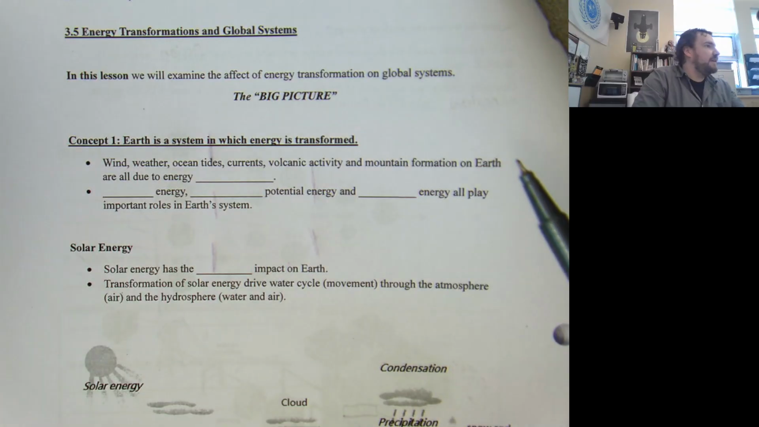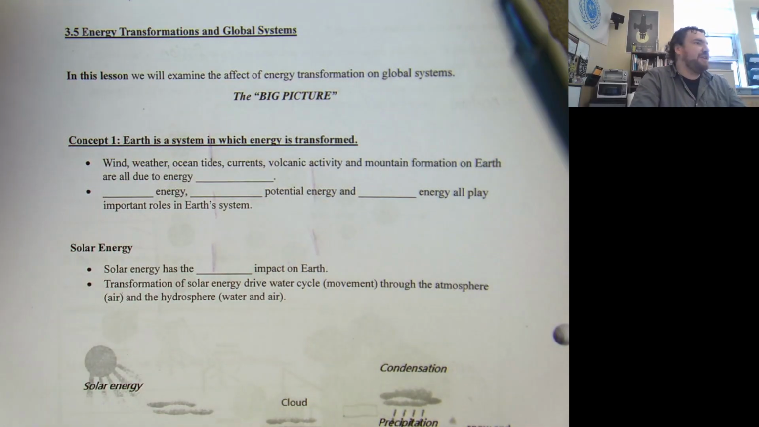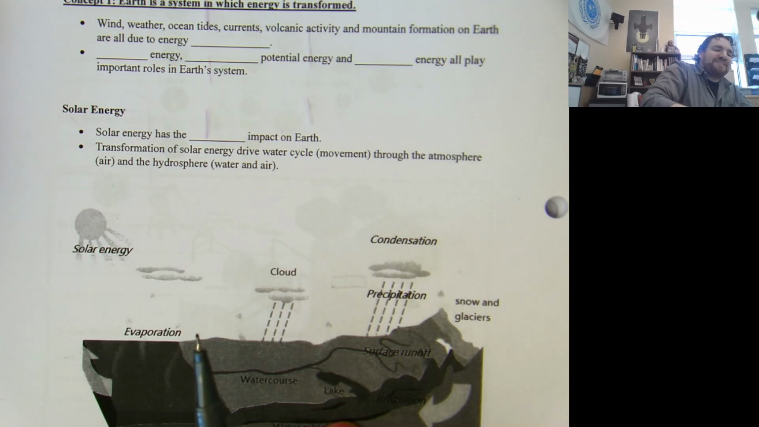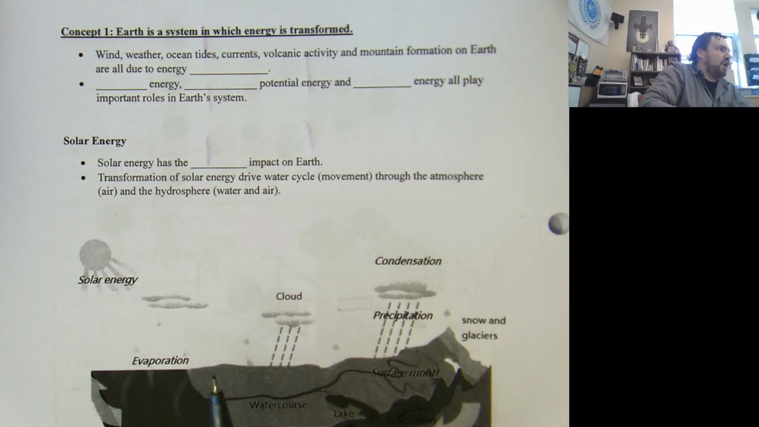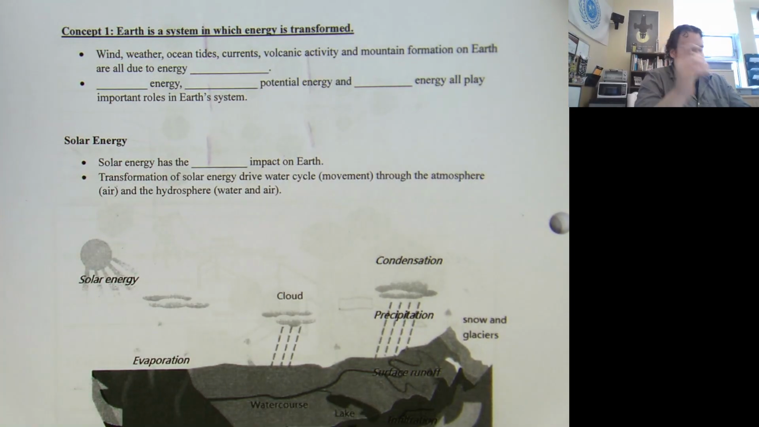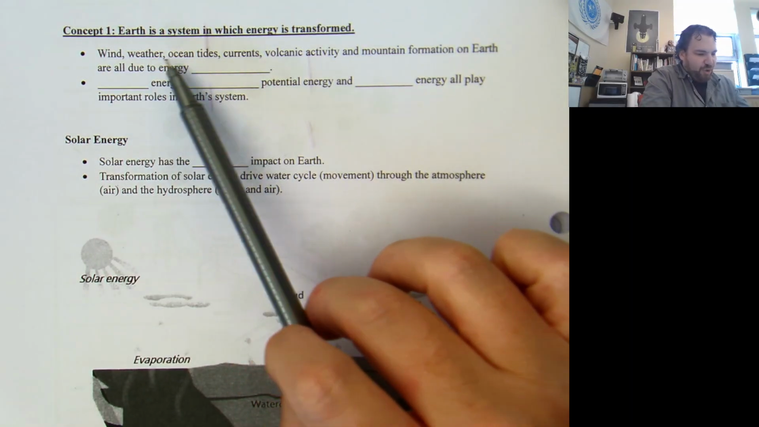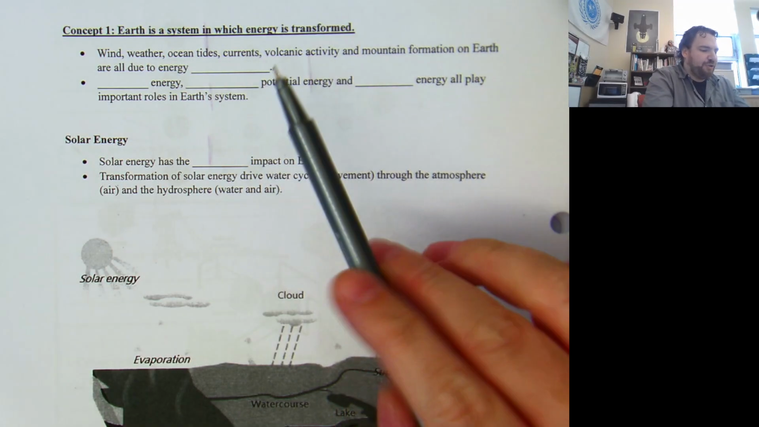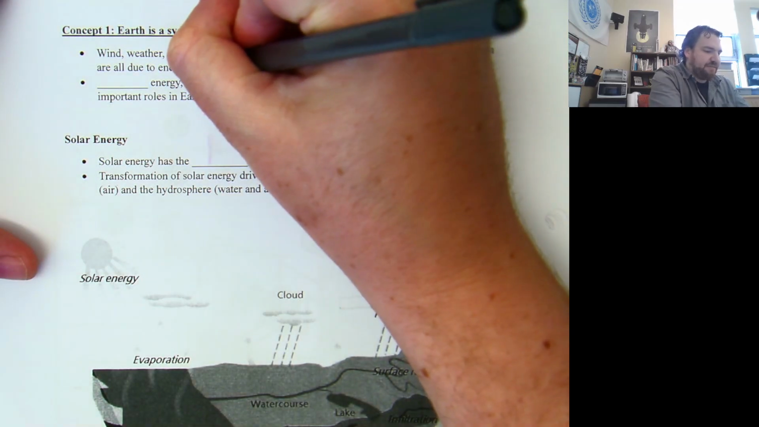So this lesson is all about energy transformations and global systems. Earth is a system in which energy is transformed. That is not an earth-shattering truth. You should all be familiar with the fact that, even if you're limited in your understanding of the natural environment, Earth is one big energy transformation system. The wind, weather, ocean tides, currents, volcanic activity, mountain formation, all of it on Earth, all due to energy transformations, different kinds.